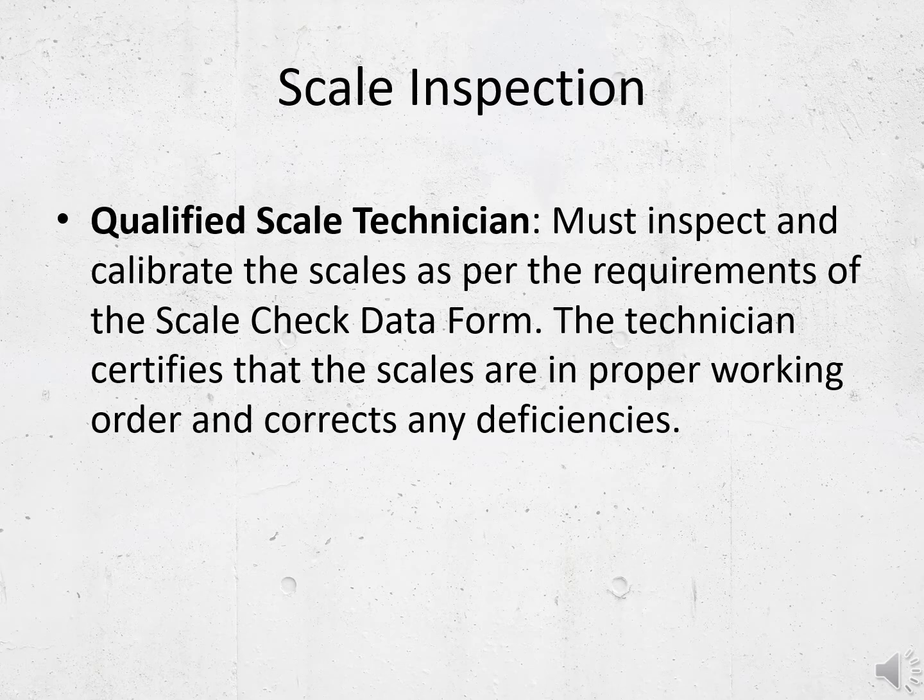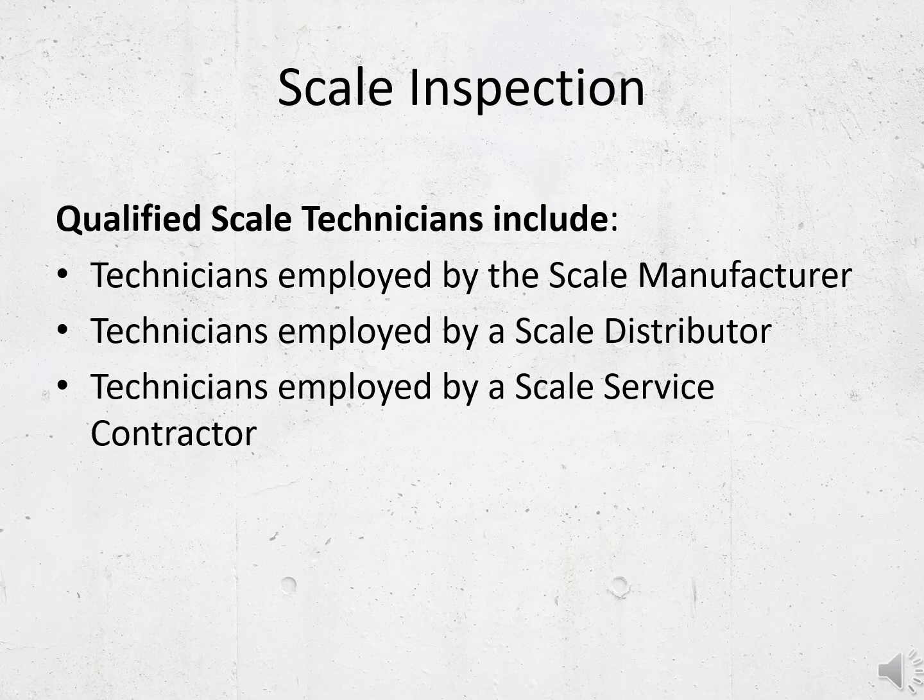The producer must provide the qualified scale technician with a copy of the scale check data form located in Appendix B of the audit checklist. The qualified scale technician must check and calibrate each scale in accordance with criteria outlined in this form. A qualified scale technician can be a technician employed by the scale manufacturer or distributor, or they can be an employee of the scale service contractor hired by the producer to do the inspection and calibration.